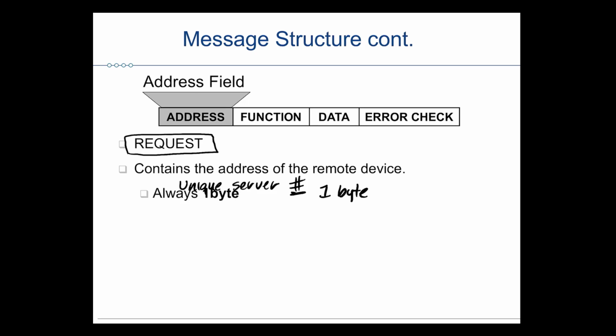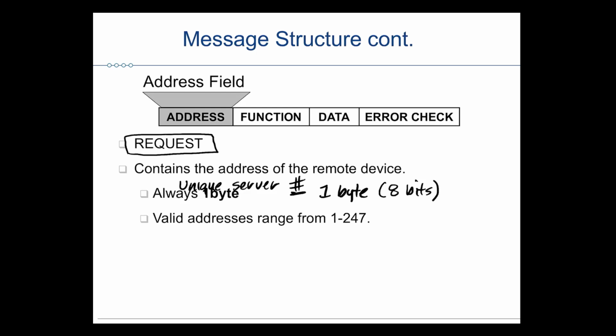It's always 1 byte in length. So when we look up here at the address field, what's its size? It's 8 bits or 1 byte. It's always 8 bits or 1 byte. You can't change that. So valid addresses are 1 through 247.